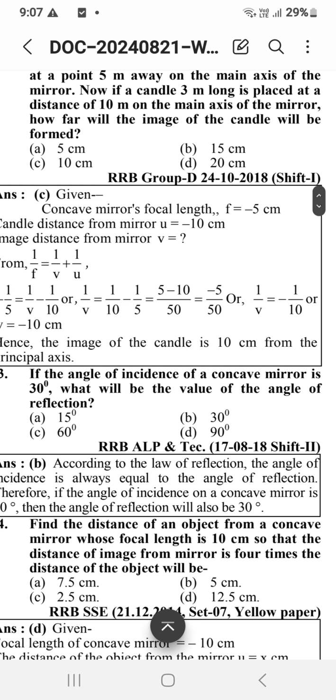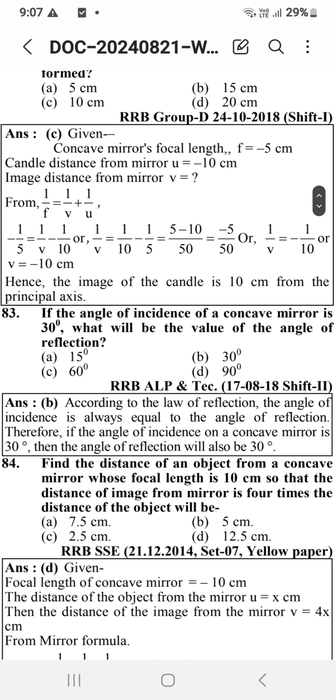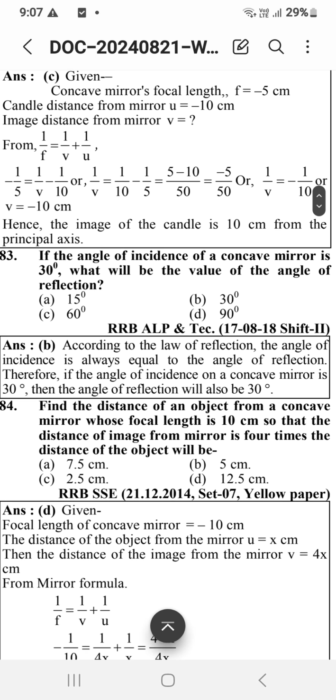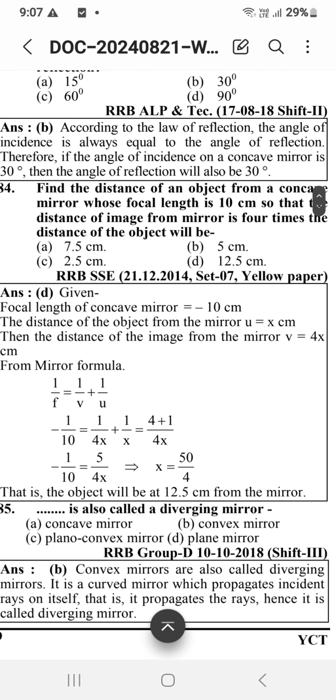Find the distance of an object from a concave mirror whose focal length is 10 cm so that the distance of image from the mirror is 4 times the distance of object will be. What is given? Focal length of the concave mirror minus 10 cm. The distance of the object from the mirror is x cm. The distance of the image from the mirror v is 4x cm. From mirror formula, 1 upon f equals 1 upon v plus 1 upon u. So answer will be 12.5 centimeter from the mirror.